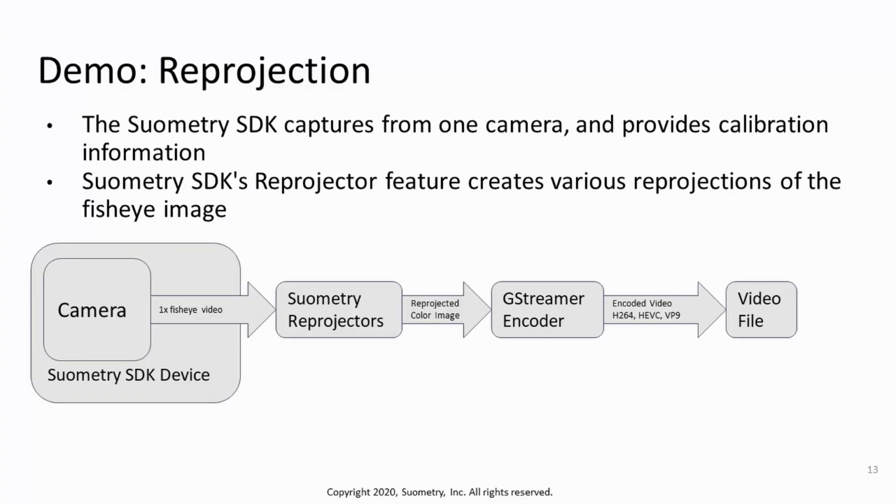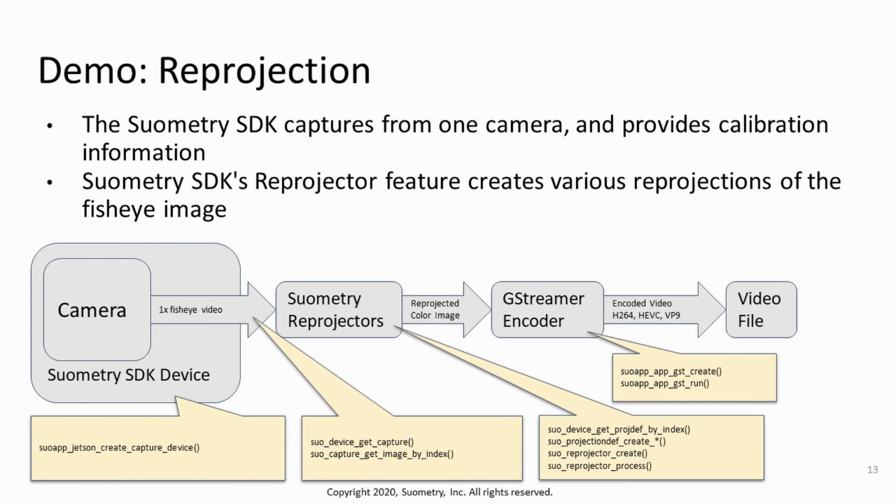The Suometry SDK device used in this application is simpler. We don't use a pipeline, we simply capture. This demo also feeds into GStreamer, but this time it uses it to simply record to disk. Once again, we see the familiar functions to set up the device and recover images. However, the device is only used for capture and is created without a pipeline. The bottom right shows functions used to create a reprojector, which converts from one projection to another. In this demo, we instantiate many of these reprojectors and switch between them.